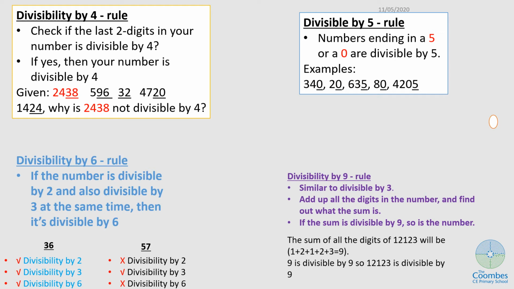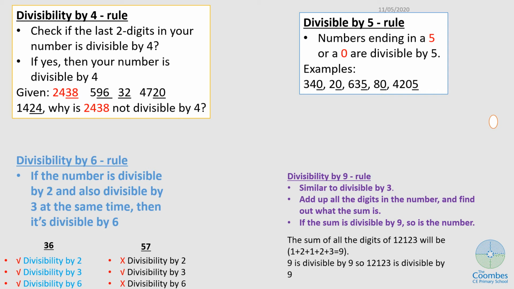Let's now look at the divisibility by 5 rule. Now, for numbers to be divisible by 5, they have to have an ending of either a 5 or a 0. So let's look at some examples. This number here has an ending of 0. 20 has an ending of 0. This has an ending of 5. This has an ending of 0. And this number has an ending of 5. So all these numbers are divisible by 5.